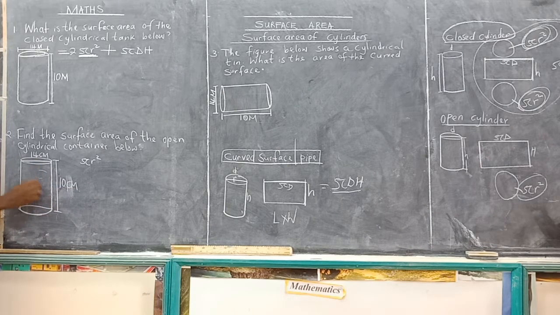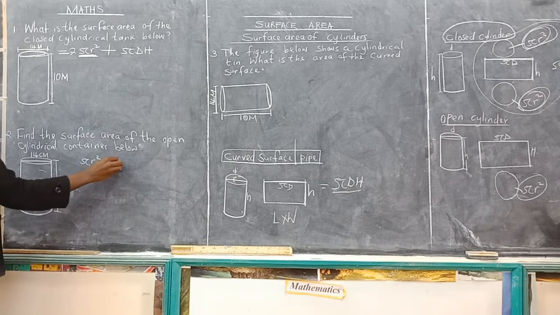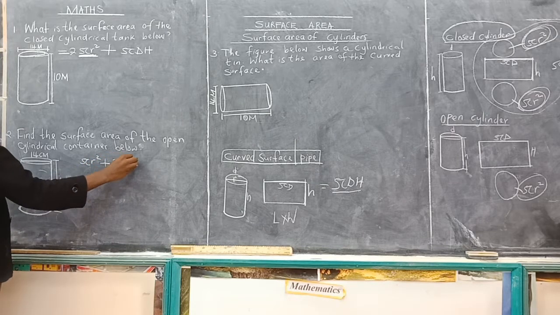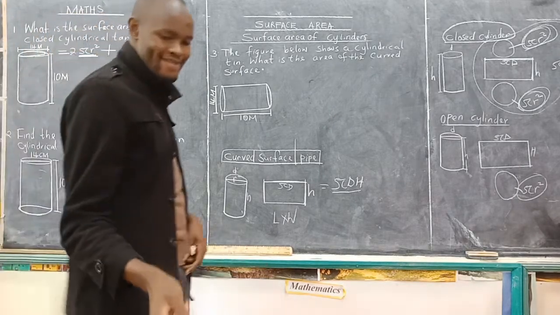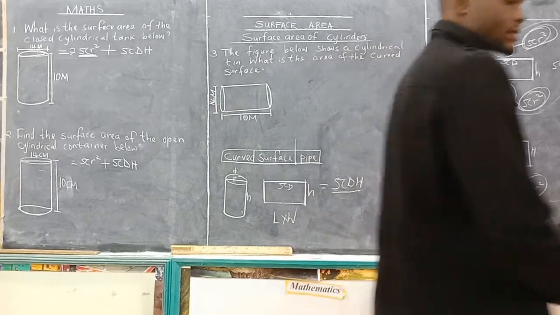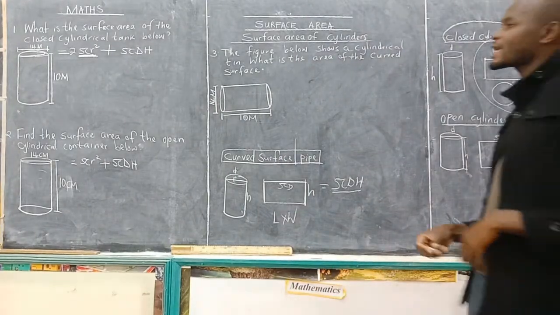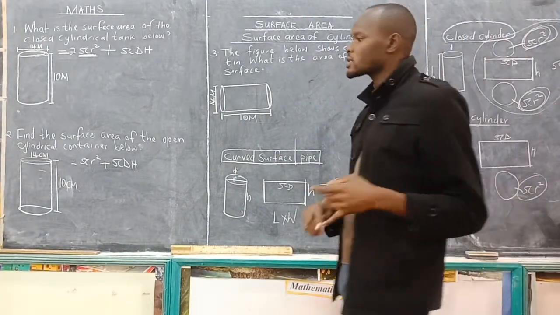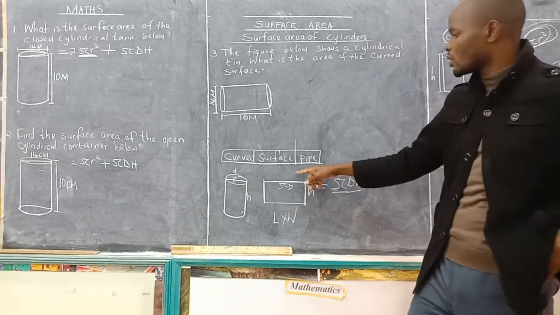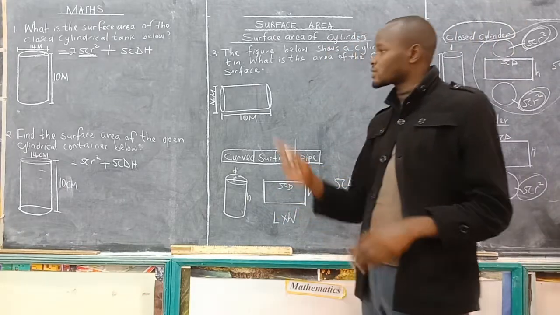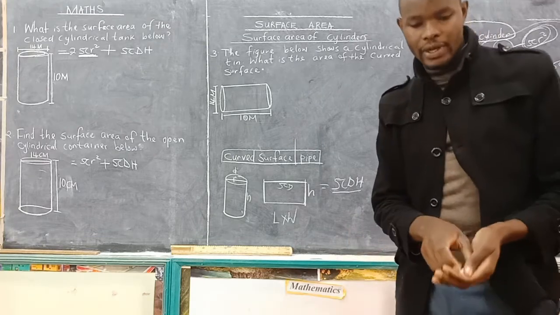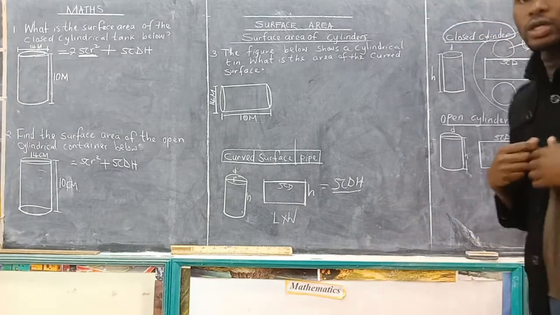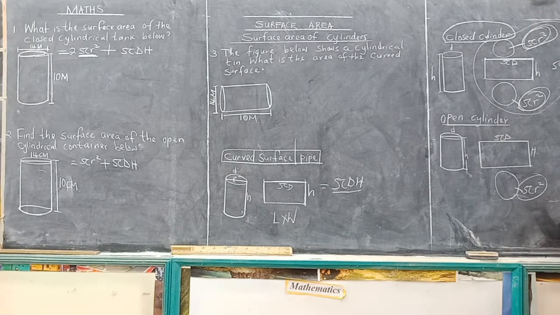Then we have the curved surface, so you add pi diameter times height. That is the formula. So those are the formulas which you are supposed to use to get the surface area of cylinders. And we have said a cylinder can be open, closed, or maybe just the curved surface. So let us use these examples for us to understand. Now we have really practical work. We want to see what will happen.